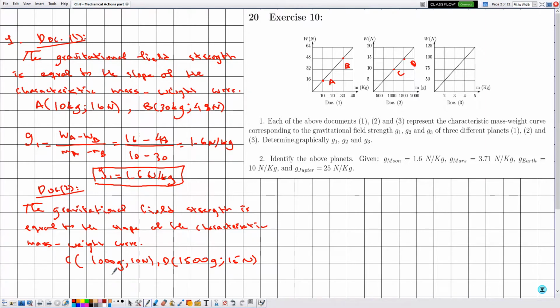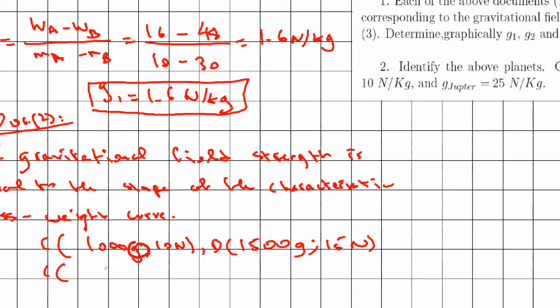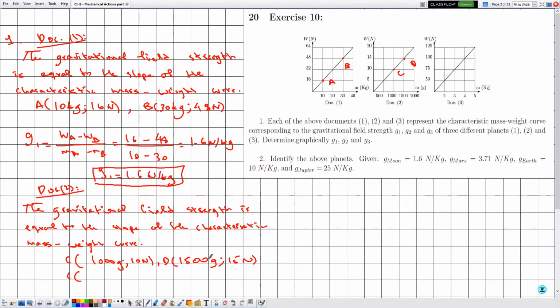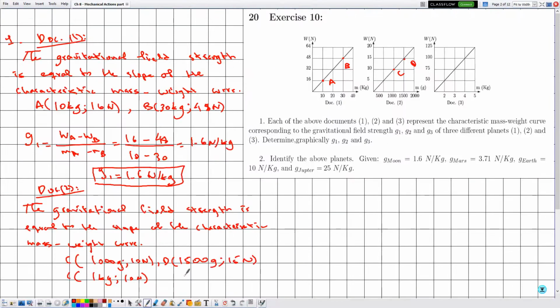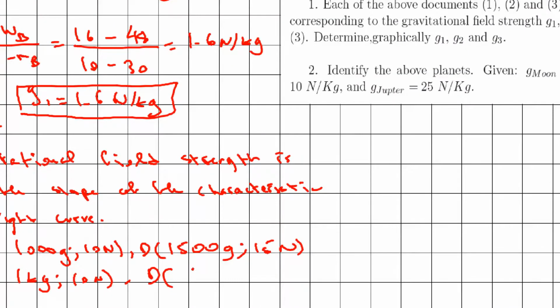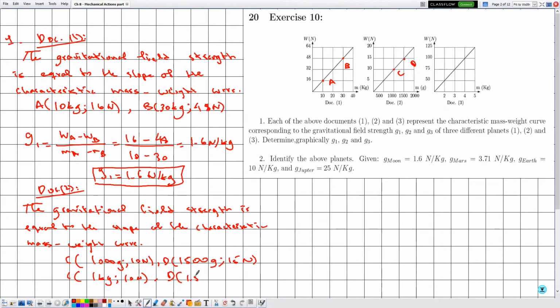Now the next step is to convert these units to the SI. So notice that the mass is in grams, and we know that the SI unit of mass is kilograms. So 1000 divided by 1000 is 1 kilogram, 10 newtons. Notice that here, from the earlier reading, each kilogram is being acted on by 10 newtons, which means that we are on the surface of the Earth. And as for the point D, dividing by 1000, it's given by 1.5 kilograms, 15 newtons.